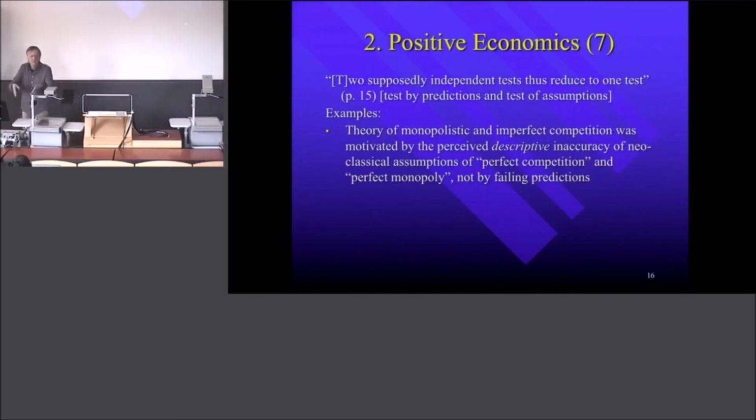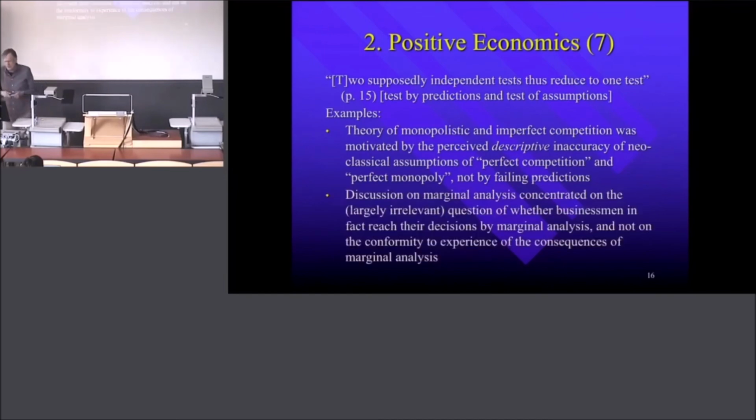We do not have perfect monopoly, so they developed theories that try to build more realistic assumptions into their theories, right? This is what he's saying. And what he's claiming here is that these theories were not developed because the predictions were so bad, but because people said, look, their assumptions are not true, therefore we need an alternative, right? And this is what he's going to criticize. We'll see that in a moment.